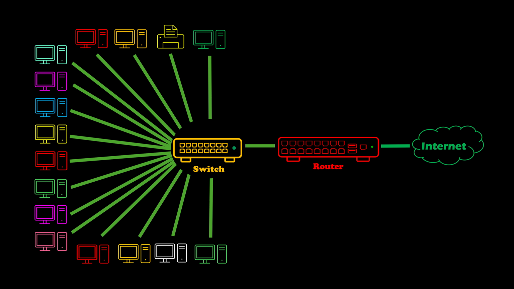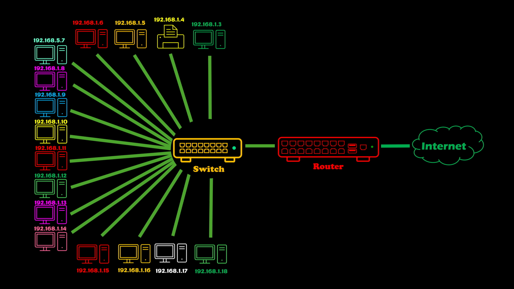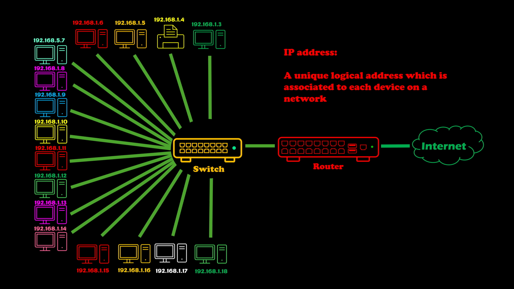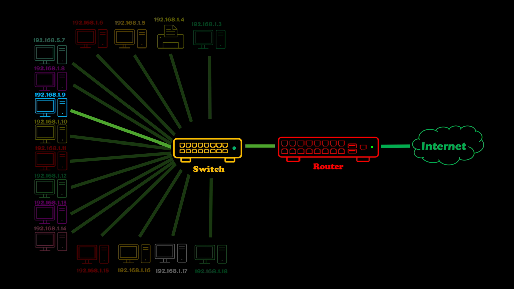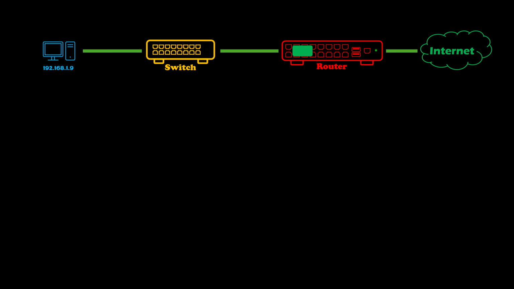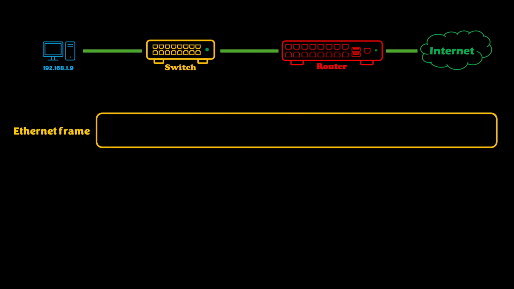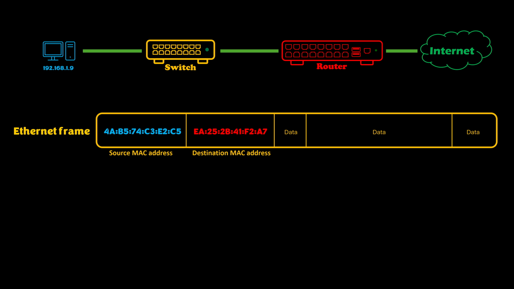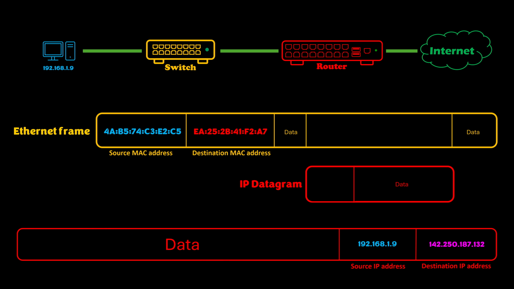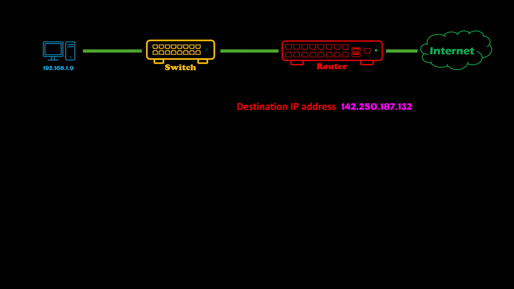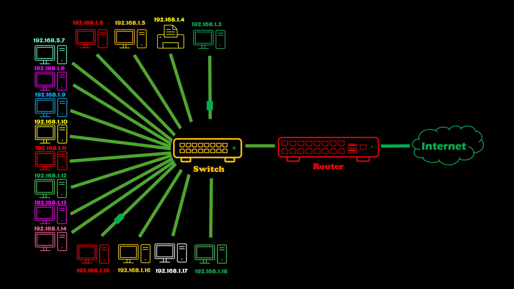Now let's look at how routers work. When a router receives data, how does the router know where to send it? Routers use IP addresses to figure out where to send data. An IP address is a unique logical address associated to each device on the network. If this computer wants to send data to the internet, it will send an Ethernet frame to the router. The router will receive the Ethernet frame, and inside the Ethernet frame there will be something called an IP datagram. The destination IP address will be inside the IP datagram. The router will then use the destination IP address to figure out where to send the data.